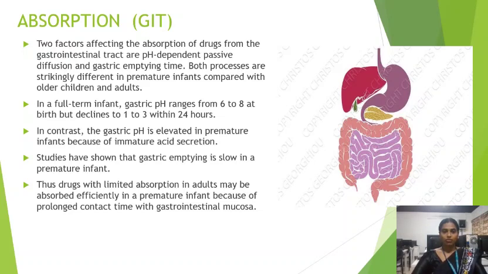The next is the full-term infant. Gastric pH ranges from 6 to 8 at birth. You can see the difference all of a sudden, especially in such a pediatric population. Gastric pH ranges from 6 to 7 at birth but declines to 1 to 3 within 24 hours. So a sudden change in gastric pH can be seen in a full-term infant after 24 hours of birth. These are things that affect absorption, especially in the GIT.